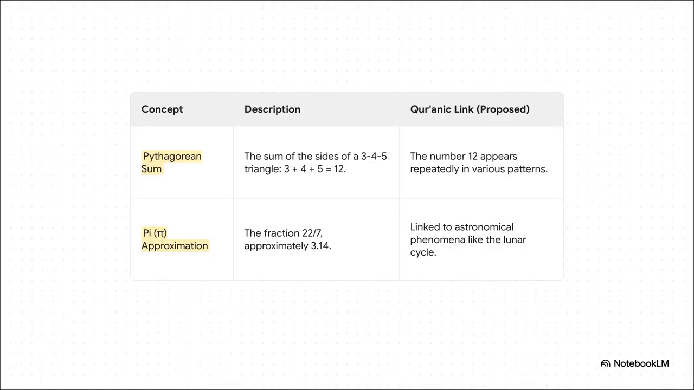So you might be wondering, what kind of high-level math are we talking about here? Well, you might be surprised. It's often built on some pretty fundamental ideas. Take the famous 3-4-5 right triangle. The focus isn't on the theorem, but on the sum of its sides. 3 plus 4 plus 5 is 12. And that number, 12, just keeps popping up. Or take the fraction 22/7, a classic approximation for pi, which gets linked to things like the lunar cycle.